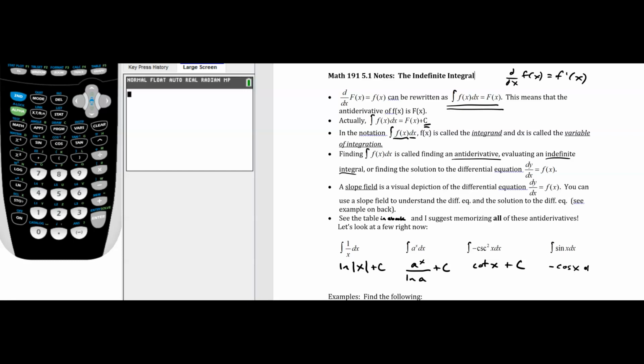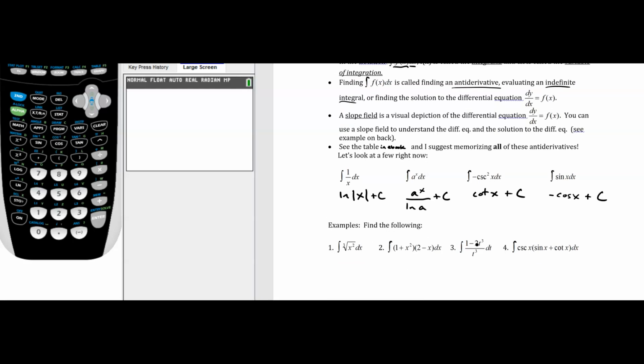So all of these things that you see right here, the solutions to these antiderivatives, are the functions that when you differentiate them, when you take their derivatives, get you back to the integrand, get you back to what's inside that integral.